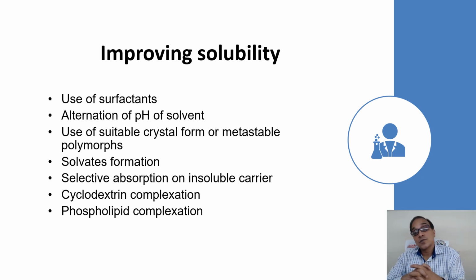Now, using surfactants improves the solubility. Alteration of pH of solvent: we can alter the pH of the solvent to favor higher solubility. Use of a suitable crystal form, a metastable polymorph. The metastable polymorph has more solubility as compared to the stable one. Solvate formation can be done. Solvate or hydrate may be prepared. Selective adsorption on an insoluble carrier may be done.